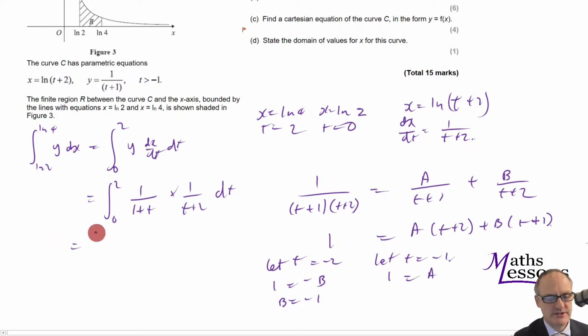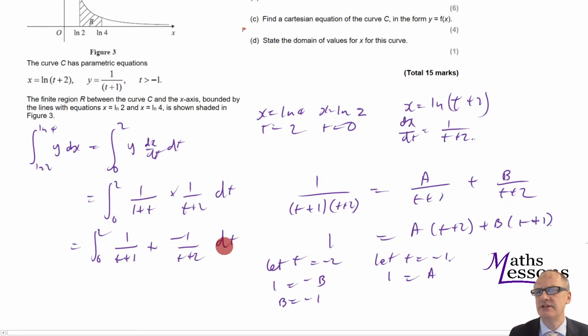So that means this integral must be equal to the integral of the a part, which is 1 over t plus 1, plus the b part, which is minus 1 over t plus 2, dt. Now we integrate that. The integral of this is natural log of t plus 1, and the integral of this is going to be minus natural log of t plus 2, between 2 and 0.